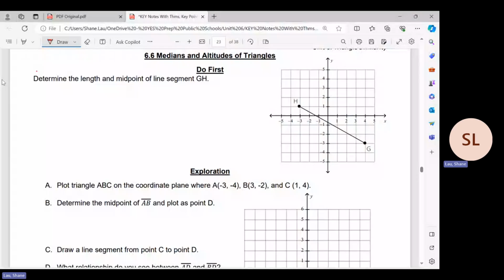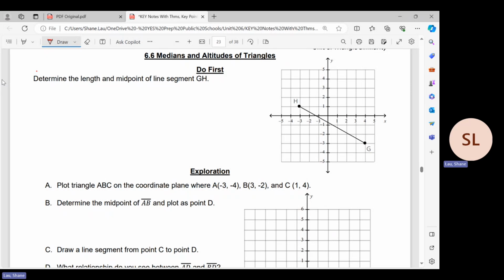Okay, class. So we are looking at 6.6 medians and altitudes for triangles. And this section is actually something that is not as difficult as you may think. However, it really incorporates a lot of information we have learned in the past and basically applying it into a new concept. And so before we do that, let's go ahead and look at this one first.